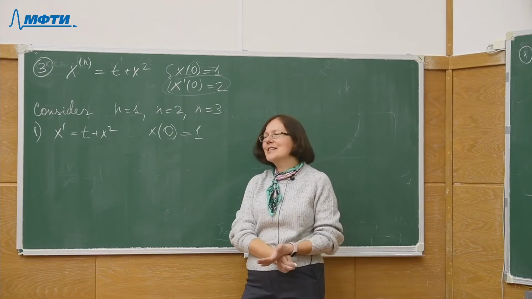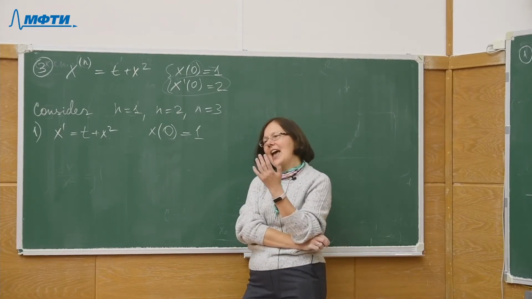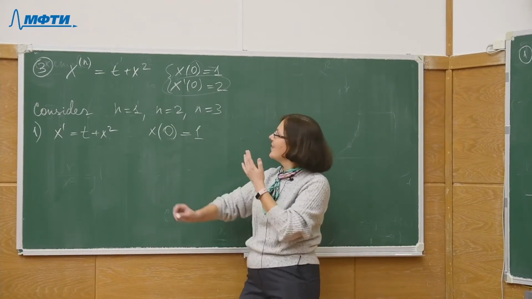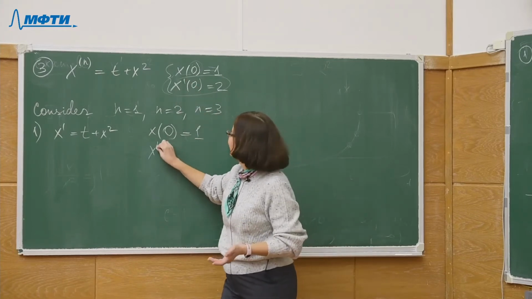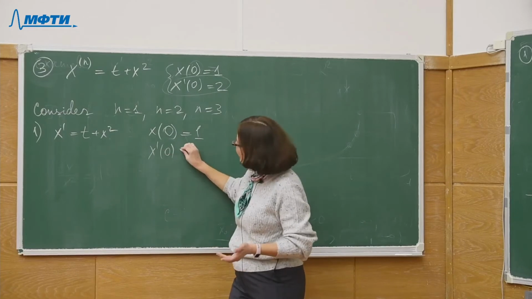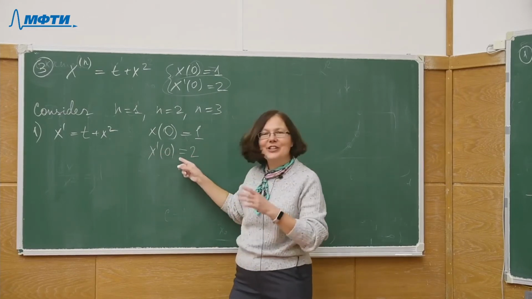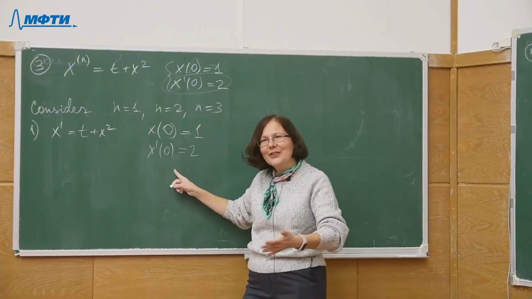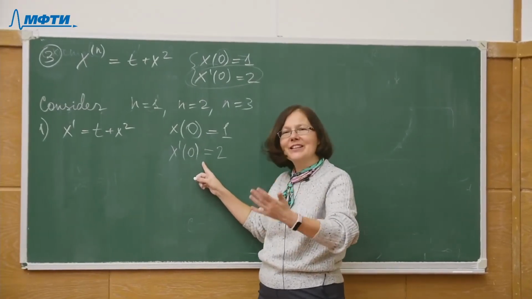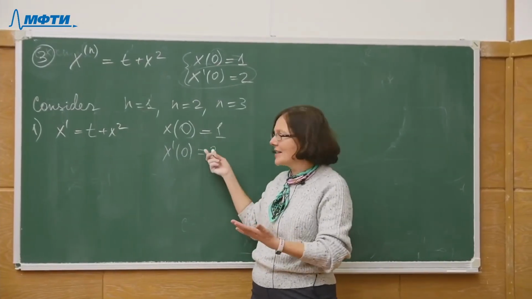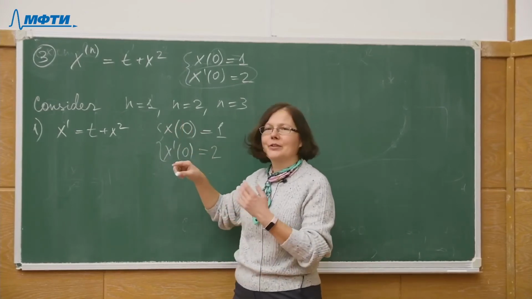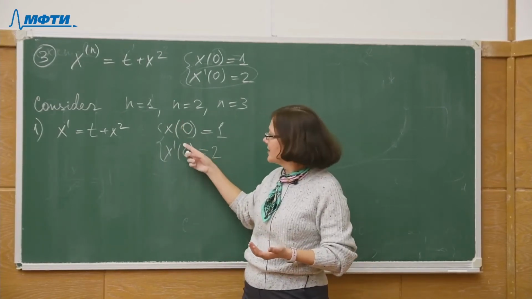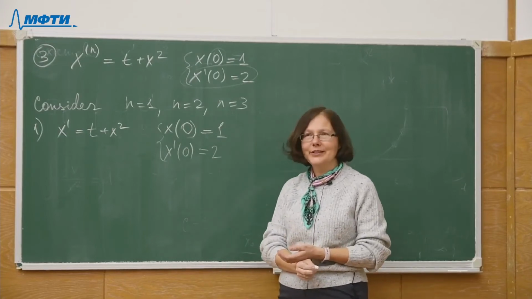Is it possible to find a solution that satisfies both initial conditions? The second condition is not from the initial value problem. It is not from the Picard-Lindelöf theorem, but maybe it is possible to satisfy both conditions. Is it possible for the trajectory to satisfy both conditions or not? How can we check it?